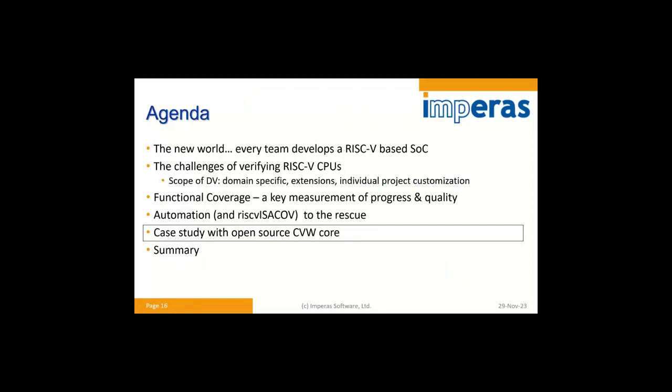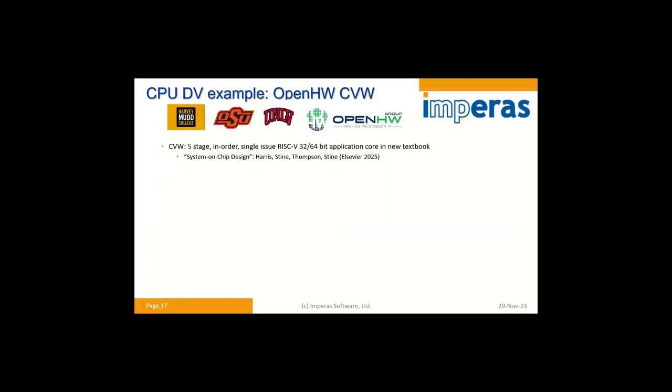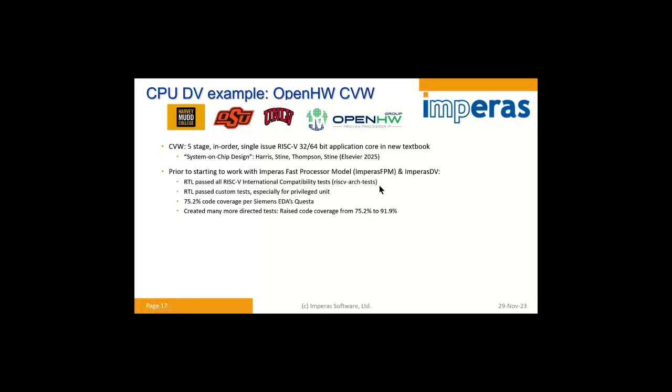Now I'm going to talk about a case study with an open source core from the Open Hardware Group. This core was developed by Harvey Mudd College, Oklahoma State University, and University of Nevada with Open Hardware, and it's a 5-stage core. One of the interesting things is it's the basis of a book on processor design, which is coming out next year. Prior to working with Imperas, the RTL was running the compatibility tests, it was running their own tests, it was getting code coverage on the source up to 90%, so it's pretty good.